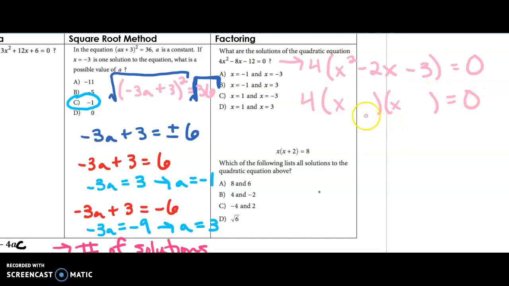So I'm looking for two numbers that multiply to negative 3 and add to negative 2. Looks like that's just going to be negative 3 and plus 1. And so when I solve for my x's, I get x equals positive 3 and x equals negative 1, which looks like option B.